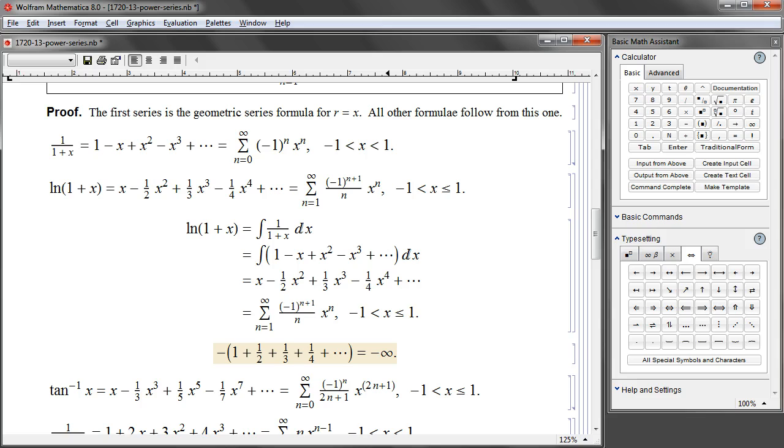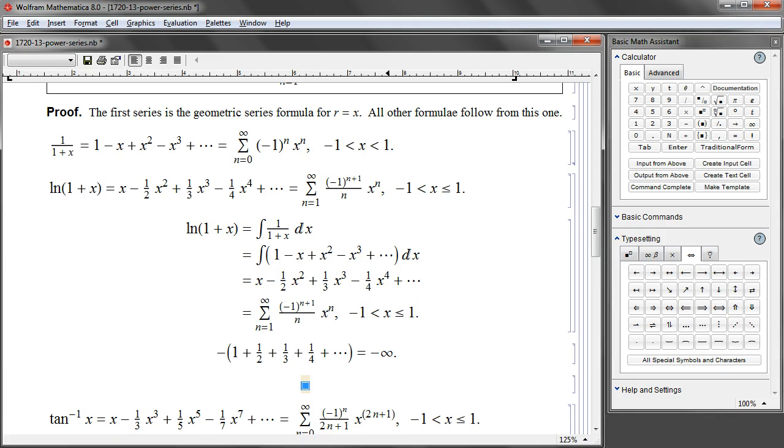So what do we have? When x is equal to -1, we do not have convergence here. We have the negative of a harmonic series. What if I plug in x equals +1? This is what I'm going to get.